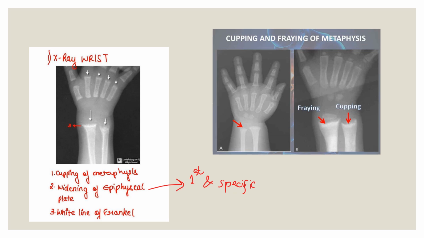The main X-ray finding is the widening of the epiphyseal plate. This is the first and specific sign of rickets. When you are suspecting rickets, always look at an X-ray of the wrist, and you can see the widening of the epiphyseal plate. Other signs are cupping and the white line of Frankel. The white line of Frankel is the calcification which occurs during healing. So this is called fraying, this is called cupping.